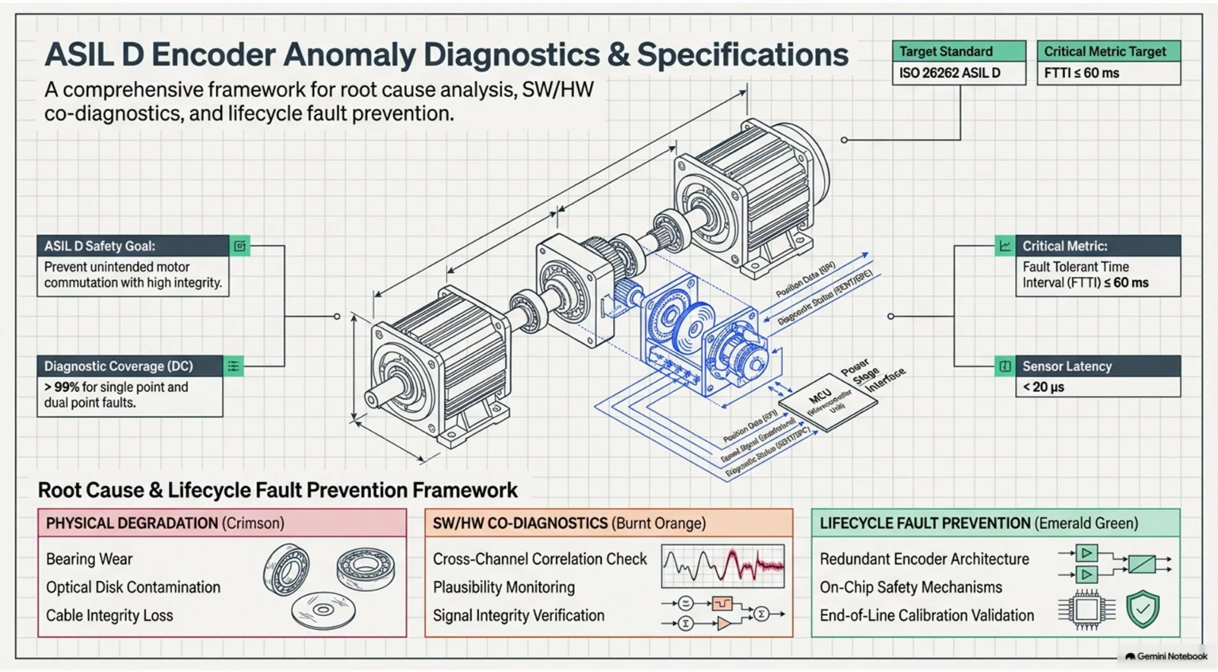Let's do it. Because to understand how that safety is guaranteed for you, the driver, we are going to explore a really intense, highly technical specification document today. It's titled ASIL D Encoder Anomaly Analysis and Technical Specifications. And for those tracking the industry standards, ASIL D represents the absolute highest automotive safety integrity level. I mean, it is the gold standard for preventing catastrophic failures in automotive engineering.